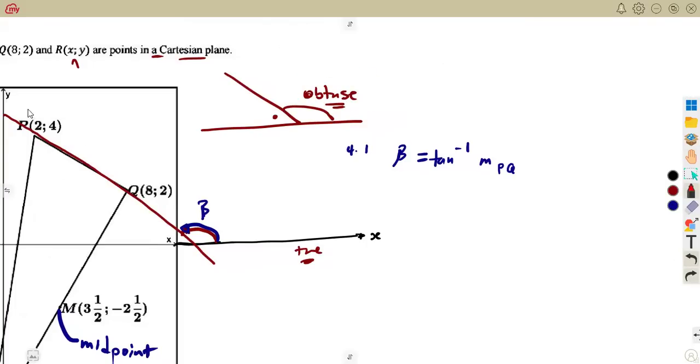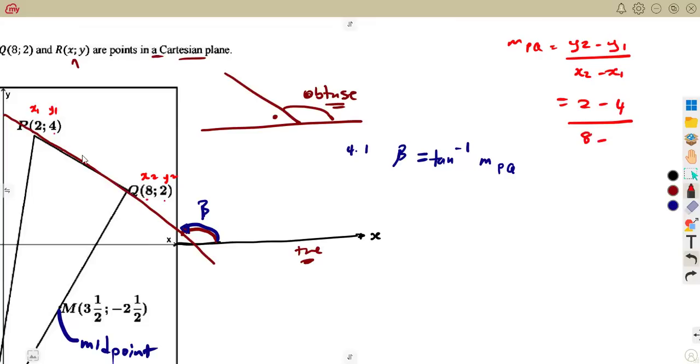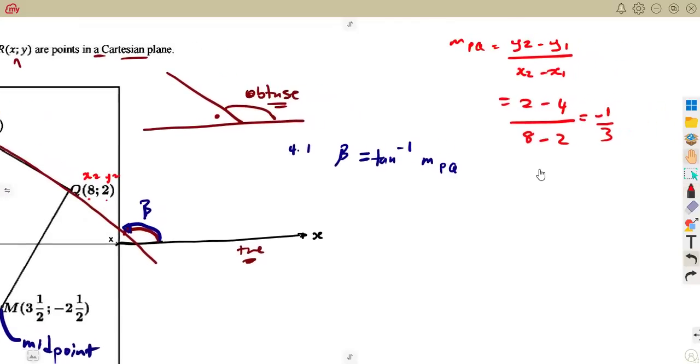All right. So let's find the gradient, guys. Remember, gradient is change in y over change in x. All right. So that's it. So the gradient of PQ, that's y2 minus y1 over x2 minus x1, where here y2 is 2, minus y1, which is 4, over x2, that is 8, minus x1 here, which is 2. So that was going to give us the gradient of the line PQ, which is minus 1 over 3.